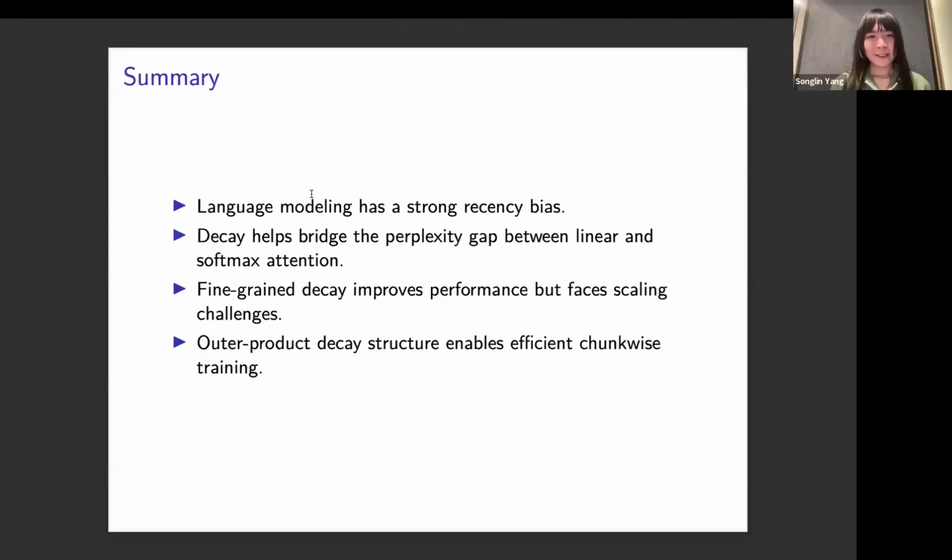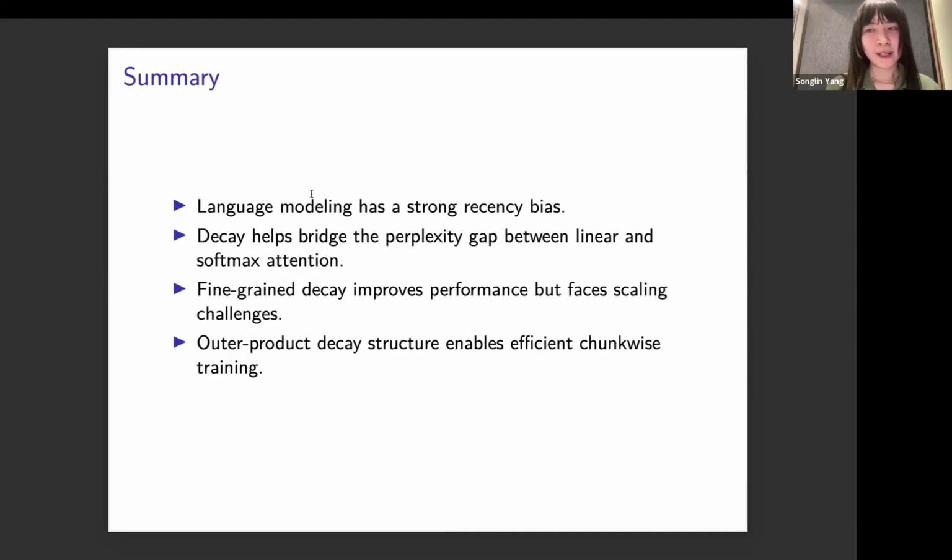To have a brief summary, language modeling has a very strong recency bias, and the vanilla linear attention does not have such inductive bias. And the decay, which incorporates this inductive bias, would greatly help bridge the performance gap between linear and softmax attention.